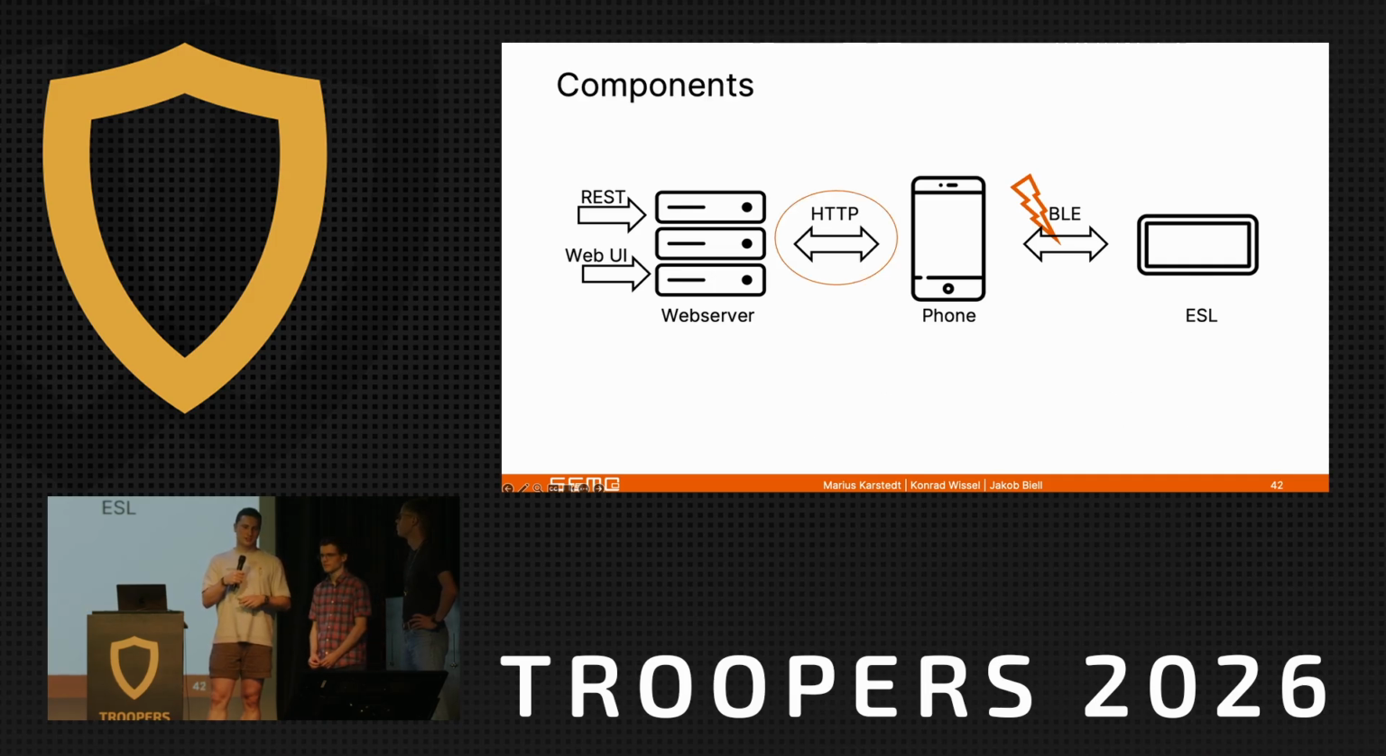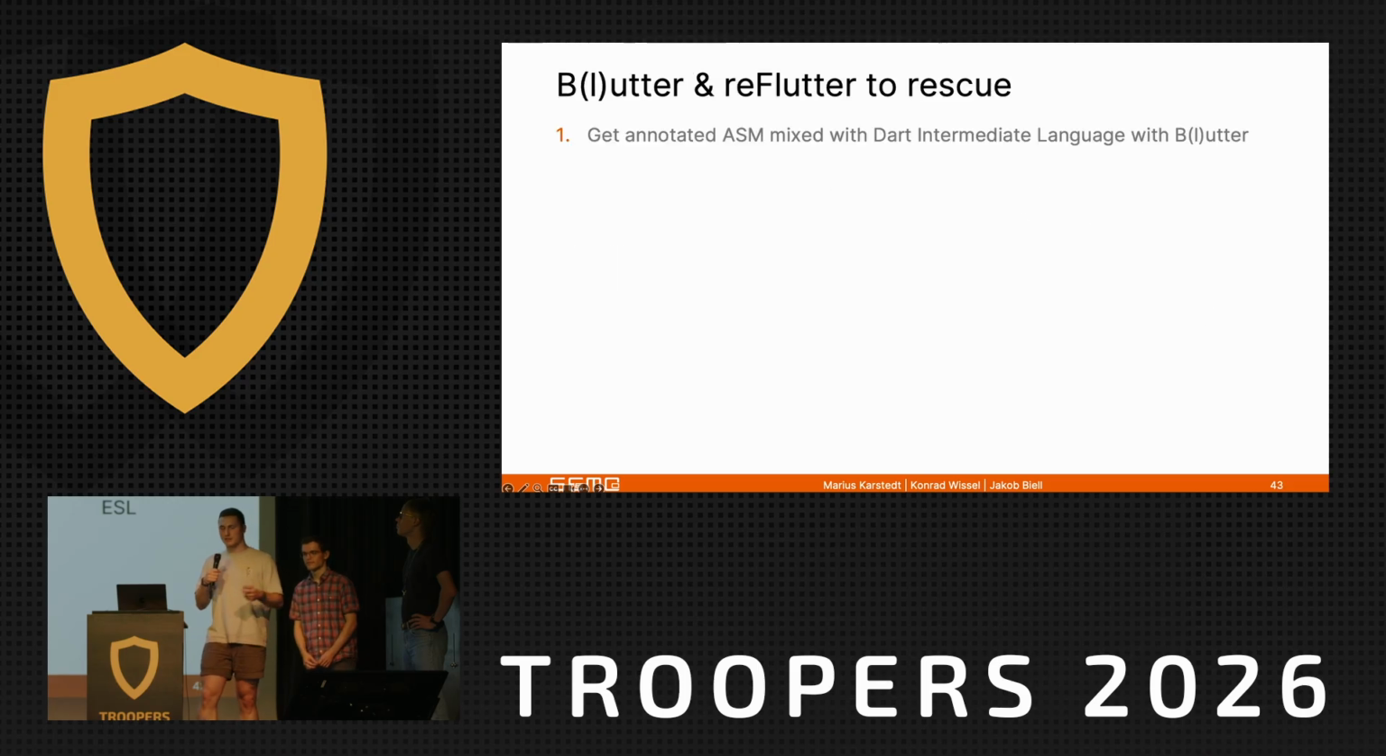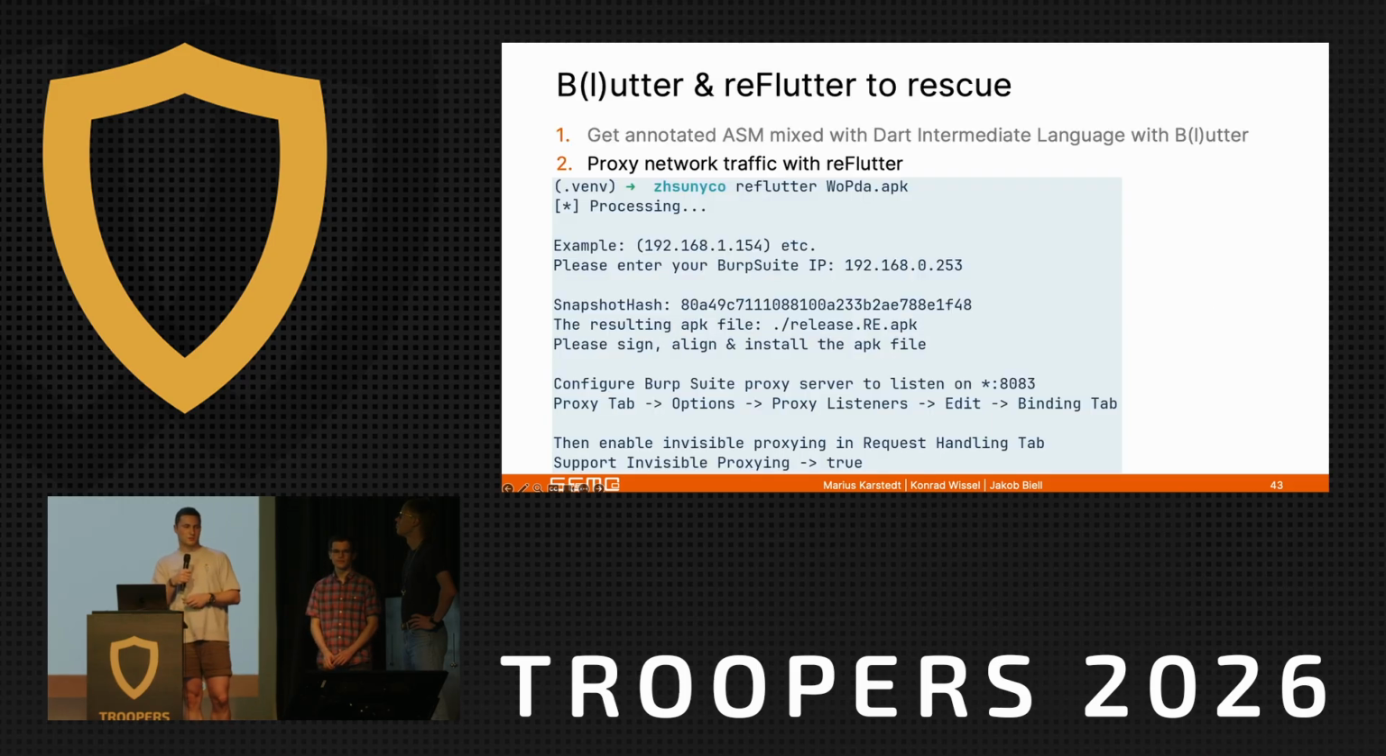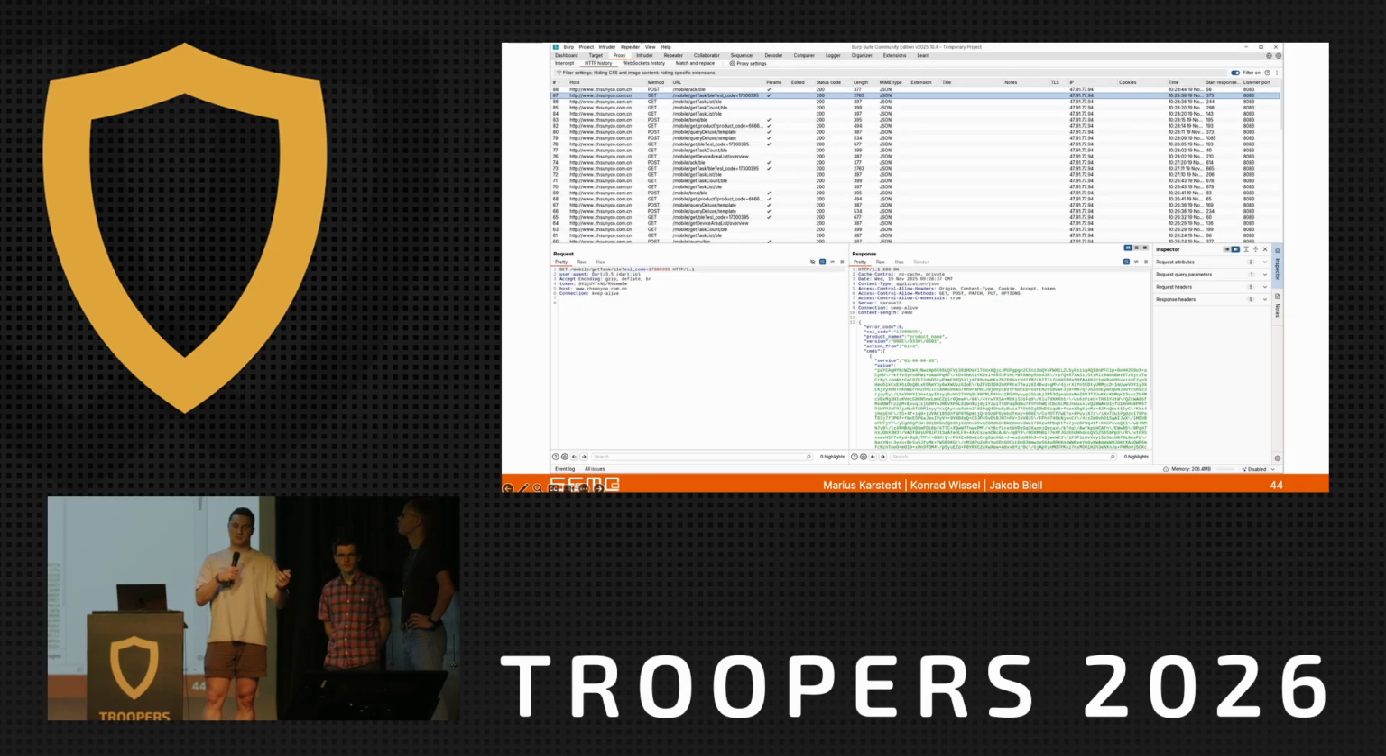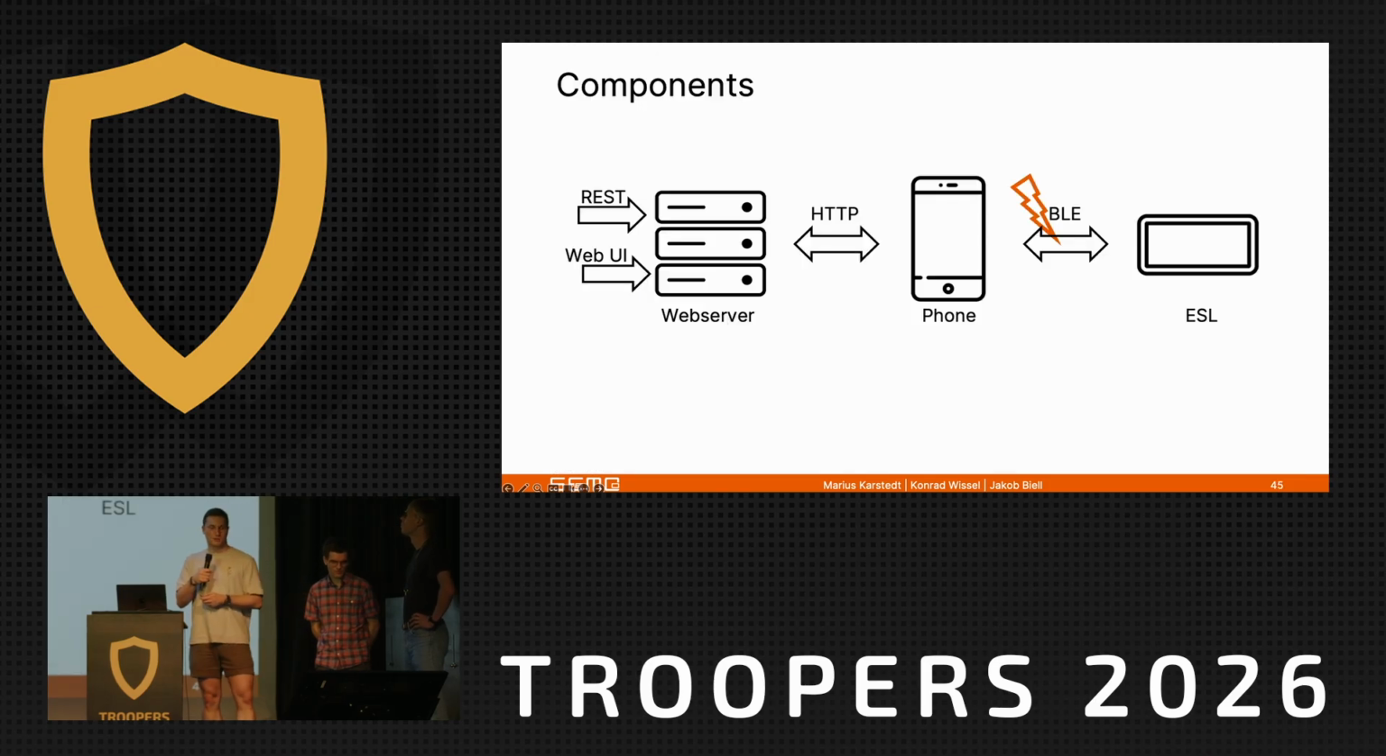Okay, then the second thing we looked at, of course, again, the HTTP endpoints. For that, we used reFlutter because we learned from last time we don't really just want to do some TCP dump. We want to inject a proxy into that, so we can look at it in Burp Suite. And we could then just look at the API, play with it a little bit, and found that it was quite secure, so that was really good. We were happy about that.